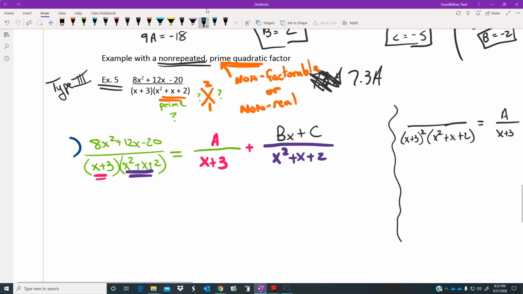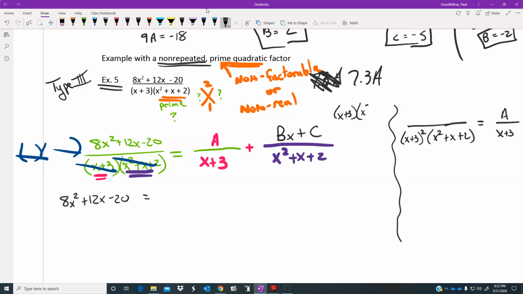You end up multiplying each side by the common denominator. I'm not even going to show it over here because it ultimately ends up canceling everything on the left side. And you end up with 8x squared plus 12x minus 20 is equal to, now you have to multiply it by this side, which is x plus 3 and x squared plus x plus 2, and you have to distribute it again on each one of the individual cases. Now, if I was distributing it on the A, the x plus 3's would cancel, and it'd be A times x squared plus x plus 2.